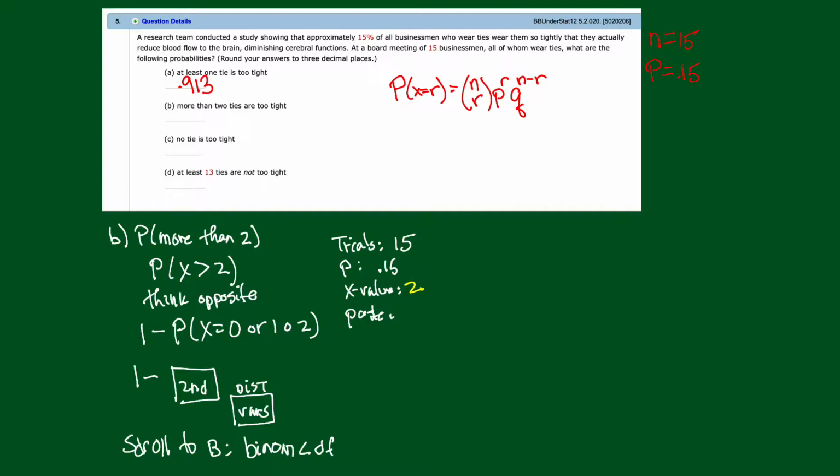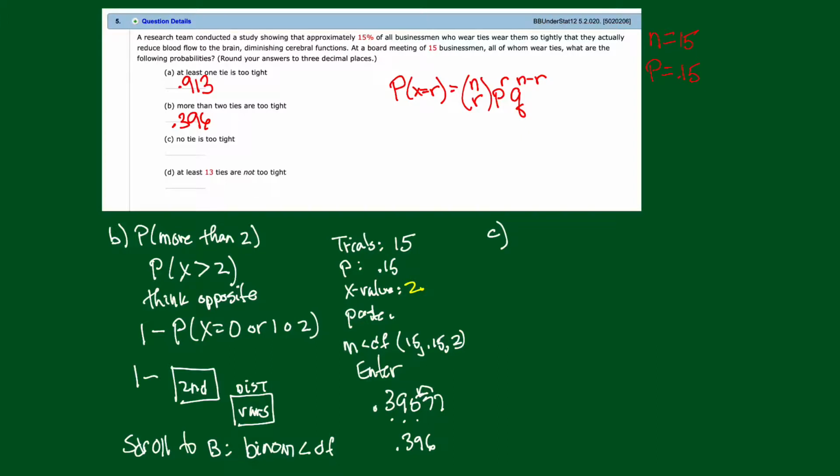When you press paste, you can't see the whole thing. You kind of get MCDF, but it's really binom CDF, and you get 15, .15, and then you get 2. Now press enter to actually make it compute, and I come up with 0.39577, but we're supposed to round to 3 decimal places. So 1, 2, 3, I'm going to bring that up to a 6, 0.396. So I'm going to go up here to the top. In part B, I will say 0.396.